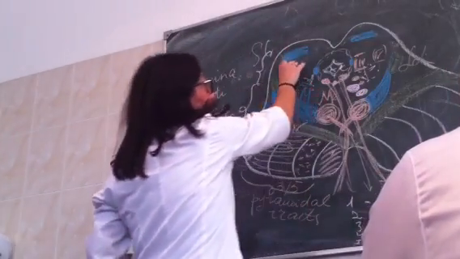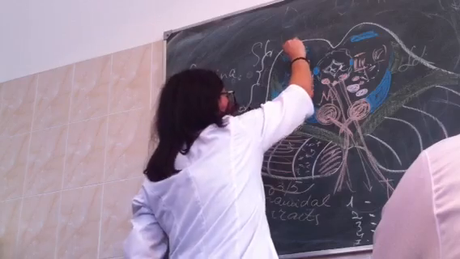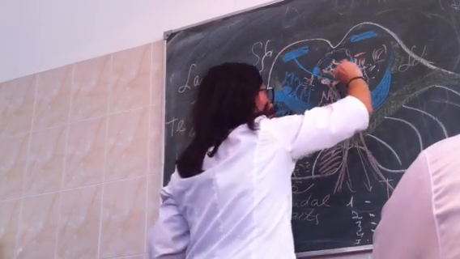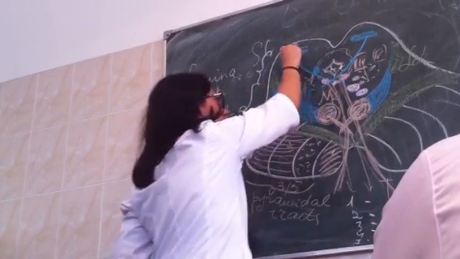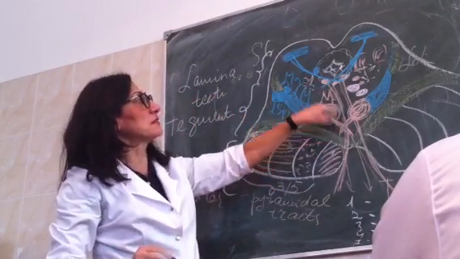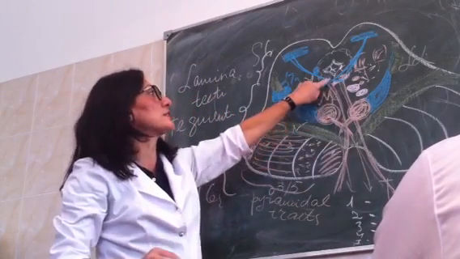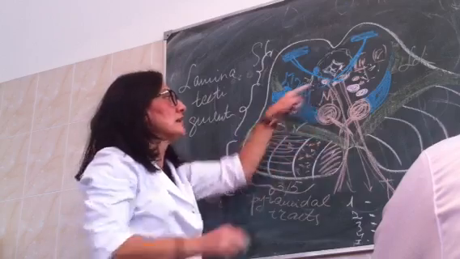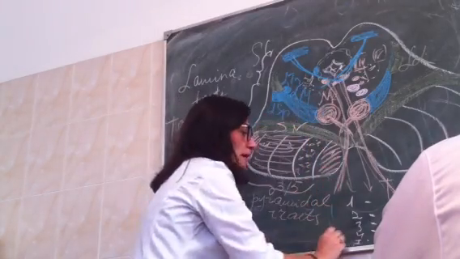These tectal nuclei form the dorsal decussation here under the aqueduct. This is decussatio tegmenti dorsalis. This is the ventral one, the main ventral decussation. The tectospinal tract will go to the spinal cord.